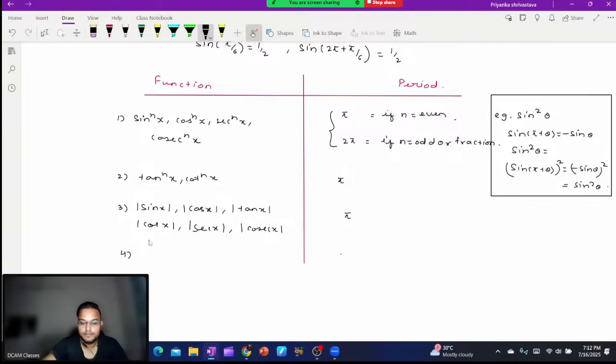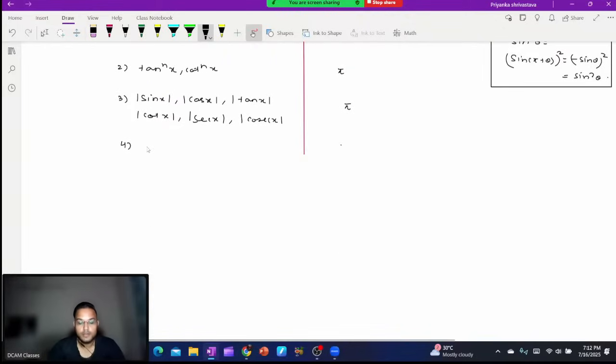Now, I have not told you something about the step x function. Don't worry about it. Period is 1, but later we'll do it. Mark it for later. Which one? This x minus bracket x. This is known as step x. Later you will learn what is step x. This is also a function.